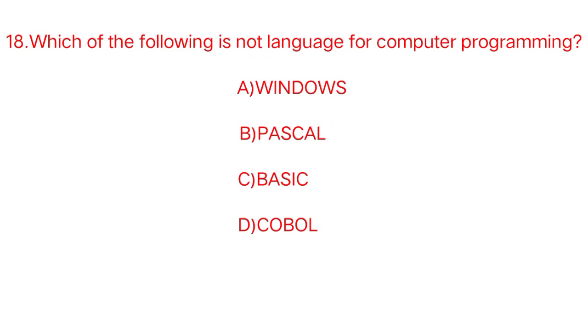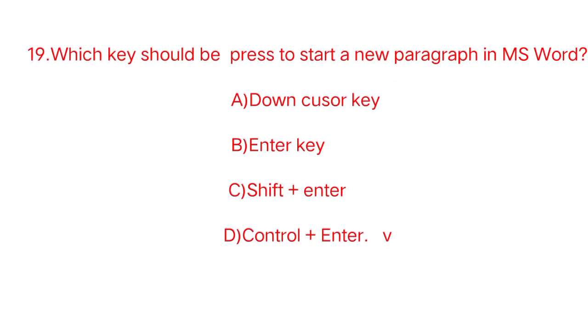18. Which of the following is not language for computer programming? A. Windows, B. Pascal, C. Basic, D. COBOL. Answer is A. Windows.